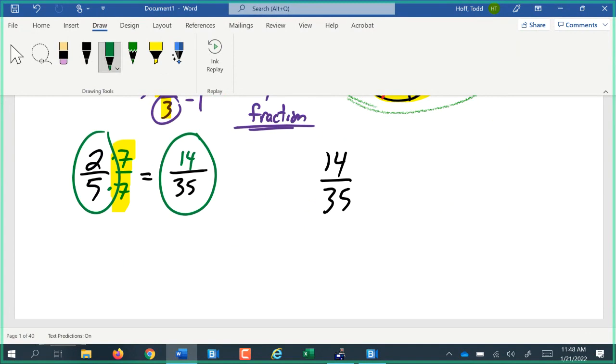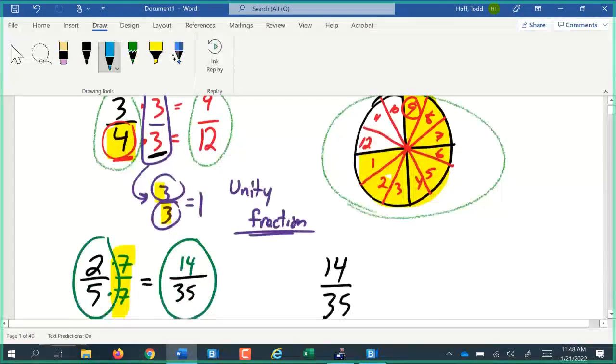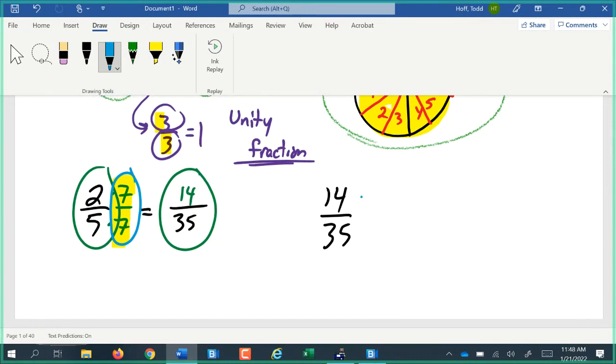So it's easier if we can reduce that down to smaller numbers that are easier for your mind to work with. Well, here we multiplied both by 7. Over here we can divide both by the 7. 14 divided by 7 is 2. 35 divided by 7 is 5. And we've already established that 2/5 and 14/35 are the same value. Again, that's because we divided by that unity fraction, 7 over 7, which equals 1.